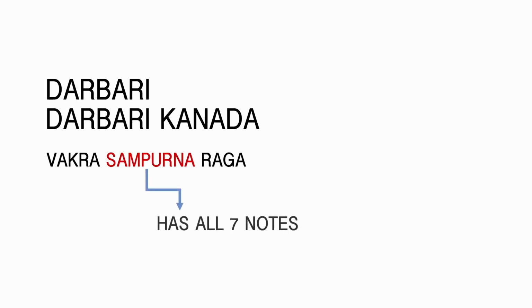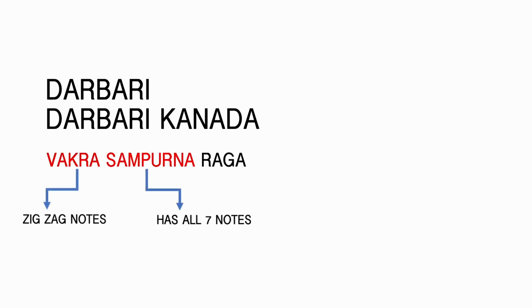Now Raag Darbari or Darbari Kanada is a raga which is common to both Hindustani and Carnatic music systems. It's a Vakra Sampurna raga. Sampurna means it has all 7 notes. Vakra means there is a little bit of zigzag happening every now and then.